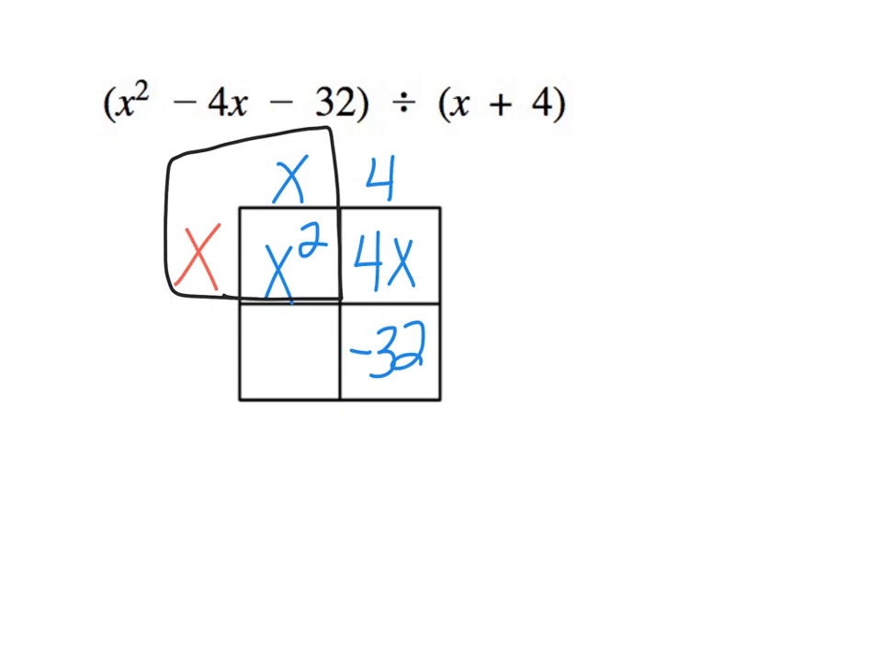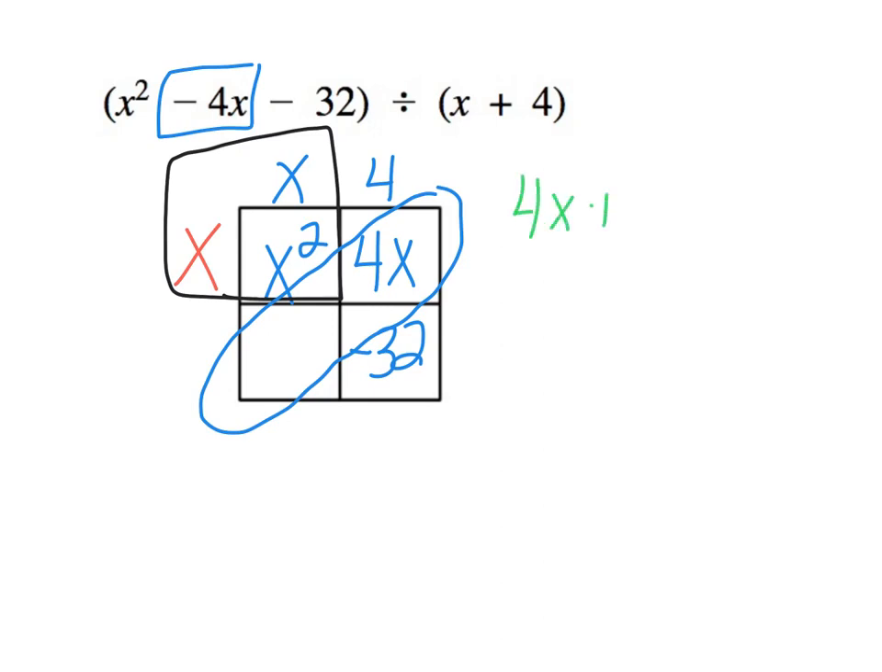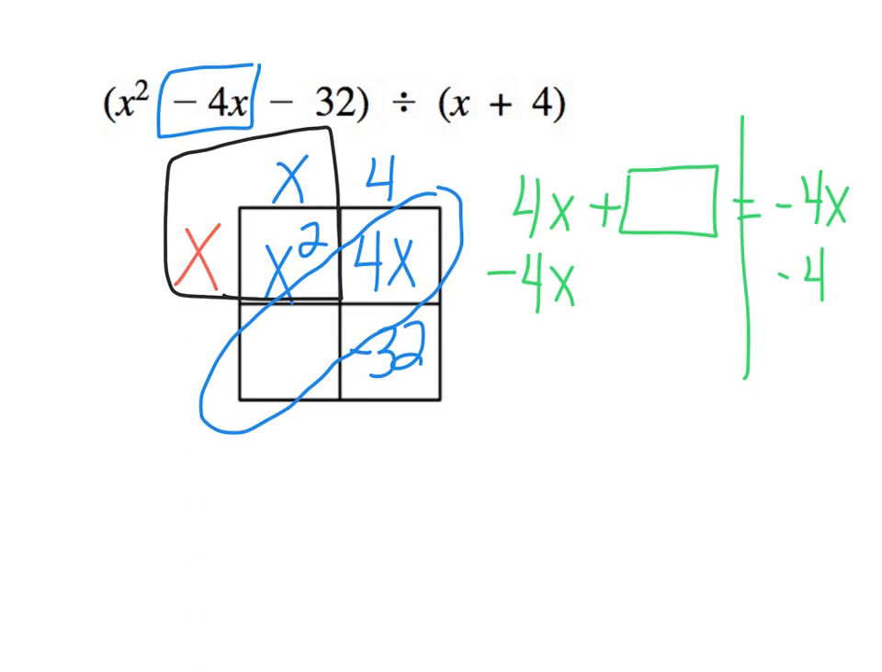Now we need to understand the pattern. Our pattern of our puzzle says that this peanut pair right here, when we add it together, has to give us the middle term of our trinomial. So let's see what that looks like. That means that 4x plus whatever I'm going to put in that box has to equal negative 4x. I'm just going to solve for the box. I'm going to subtract 4x on both sides, and I know that my box has to equal negative 8x.